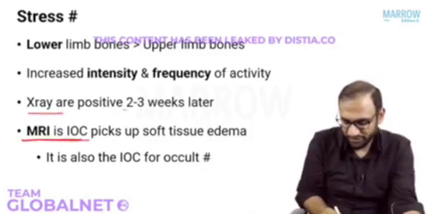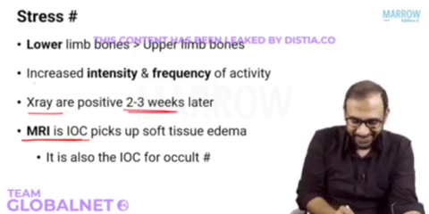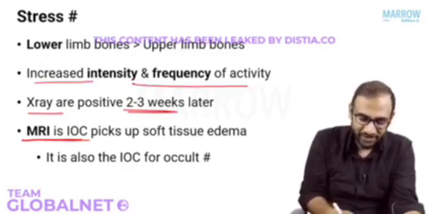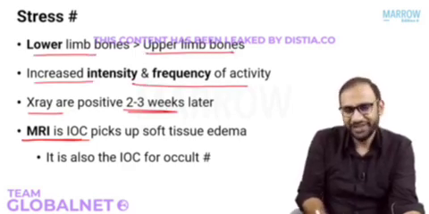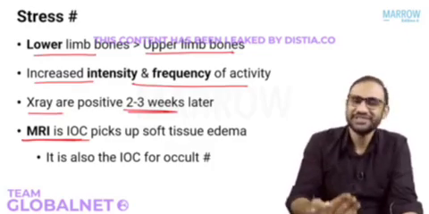X-rays are usually not positive for 2 to 3 weeks. There is a sudden increase in intensity and frequency of activity. Lower limb bones are affected, more common than the upper limb bones. Everything I've told you is written here.